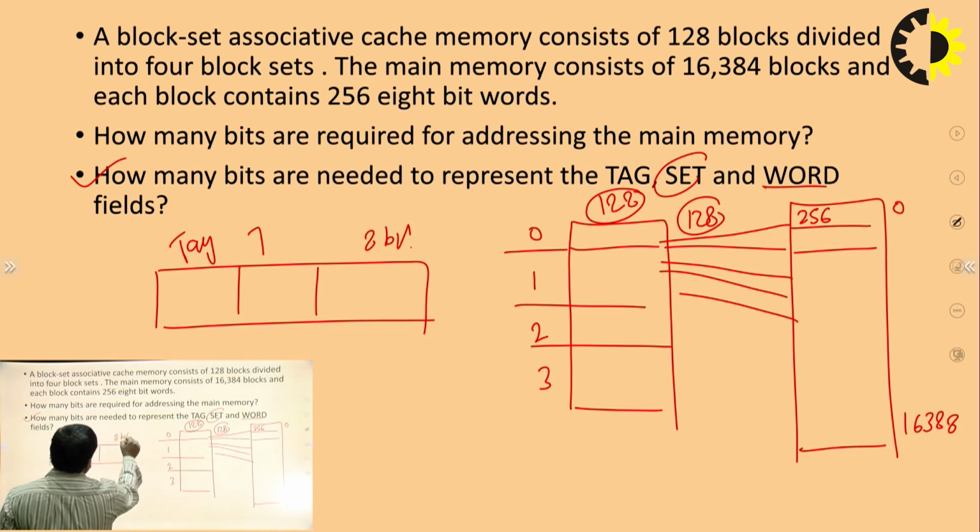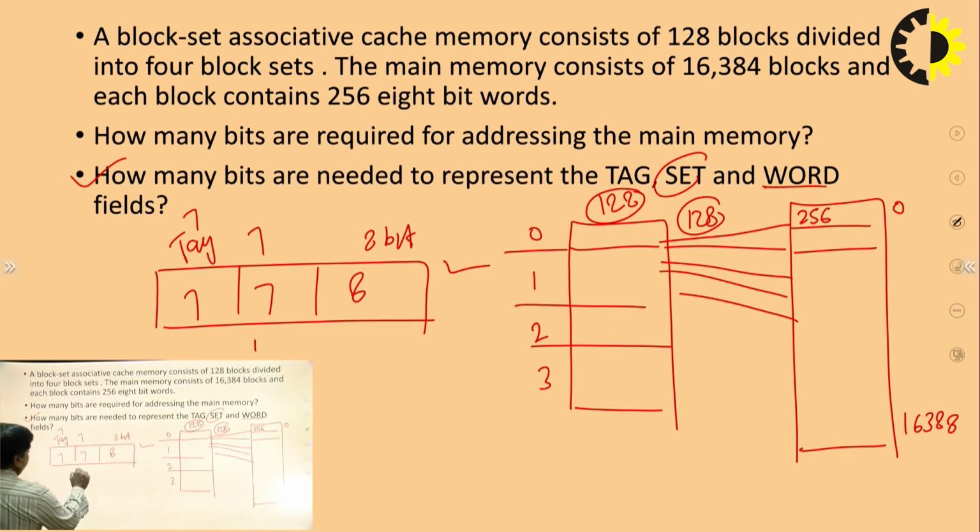And what is this? 8 bits. And here also, what is the total size of the cache memory? 128, it means 7 bits. And here is 7 bits, 7 bits, 8 bits. That is the format of the tag, index and word offset. This is another important question that has been solved. That is the size of the tag, this is the size of the set, and this is the size of the word offset.